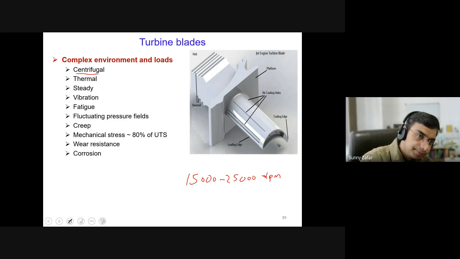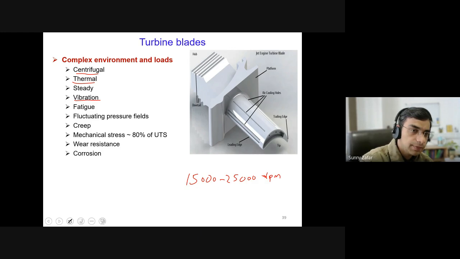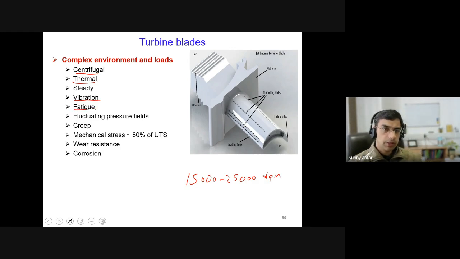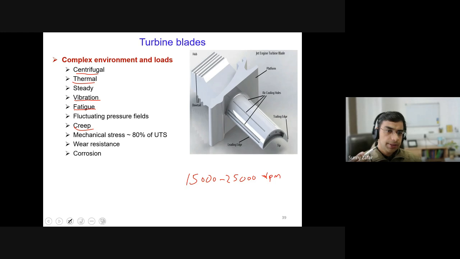Then of course there are thermal loads, where the operating conditions demand temperatures of 800 to 1000 degrees centigrade. The microstructure or performance should be very stable. And since these are not static parts, they are rotating at high speed, there is a lot of vibration. There is fatigue loading, because of high speed rotation. Creep is there, as I already discussed. Then fluctuating pressure fields, because pressure may change depending on the ambient condition. Mechanical stress as high as 80% of the UTS may be there.